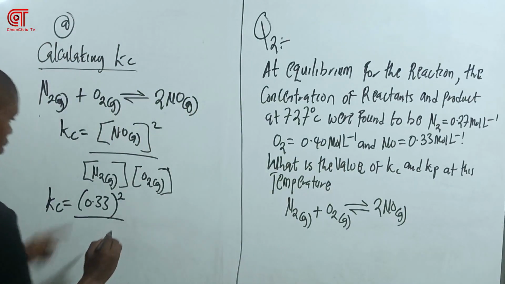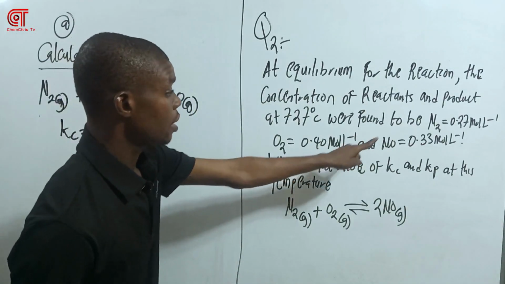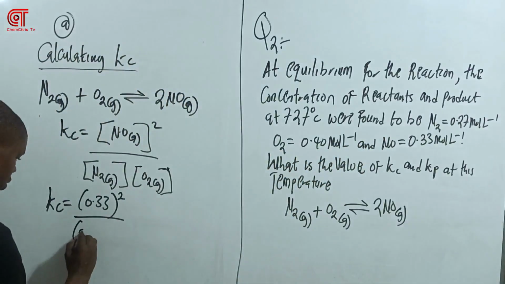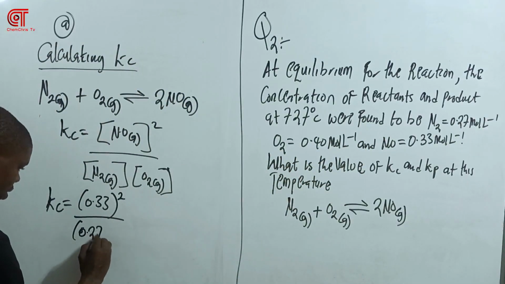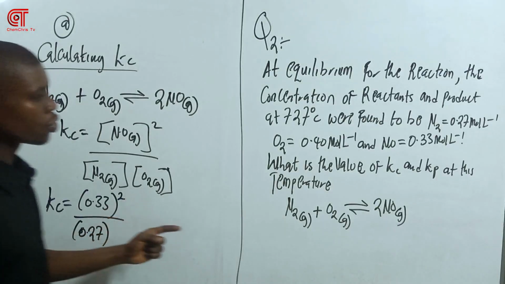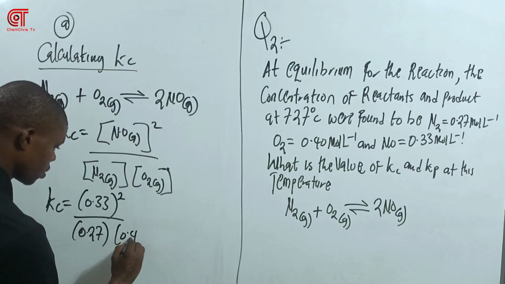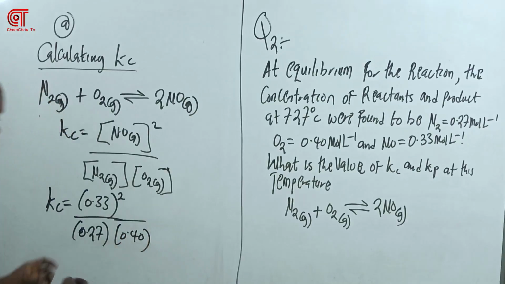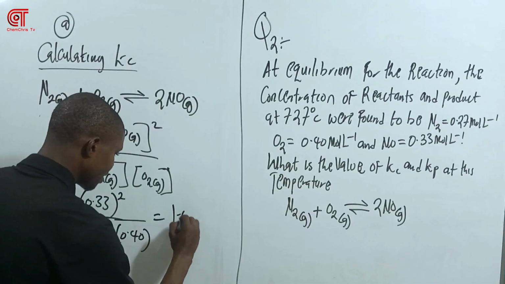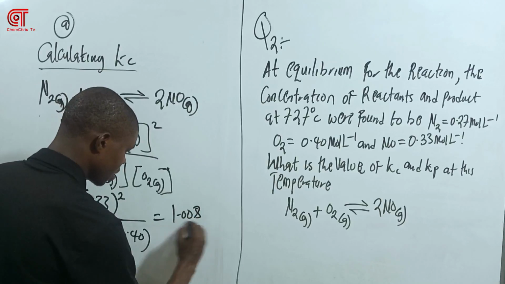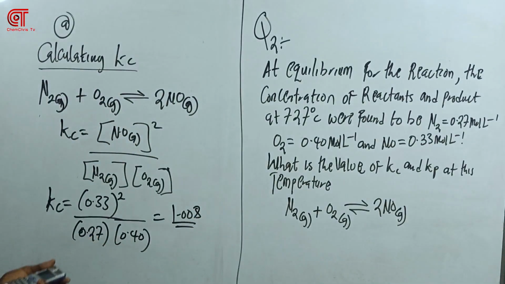Then N2 is 0.27, then O2 is 0.4. So the answer here is 1.008.